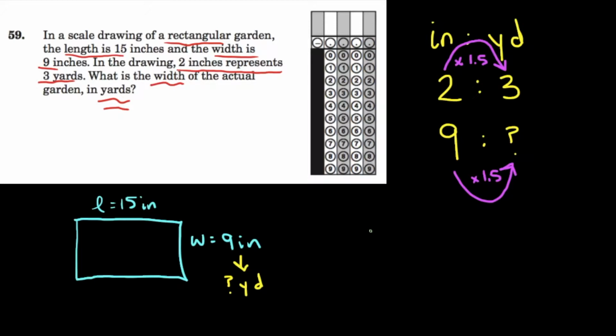So let's see, what is 9 times 1.5? I'm going to do 1.5 times 9. 9 times 5 is 45. 9 times 1 plus 4 is 13. And there's 1 digit behind a decimal point here, so the decimal point goes there. And the answer is 13.5 yards.